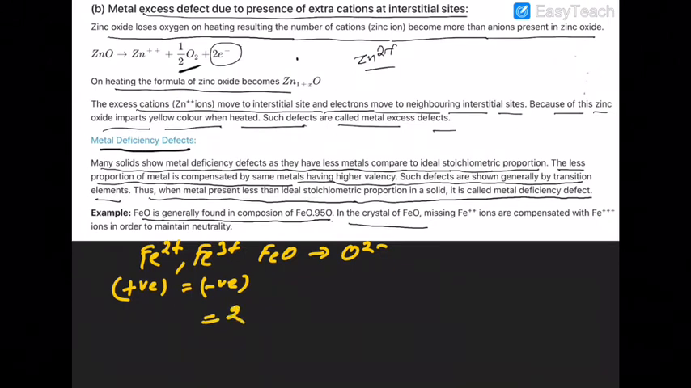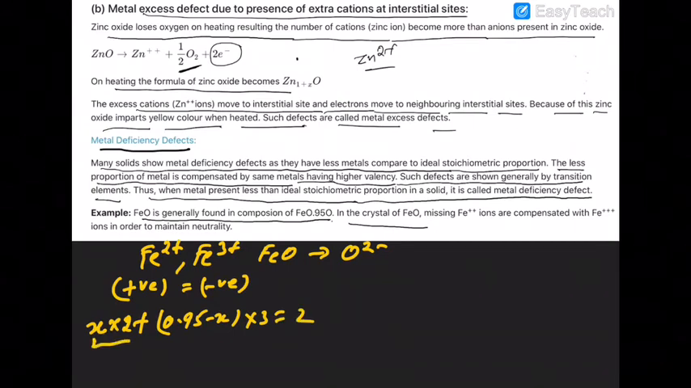Now let us suppose the Fe2 plus percentage is X, into 2, and the Fe3 plus percentage is 0.95 minus X, into 3. Why am I writing this? This is the charge due to Fe2 plus ions, and that is the charge due to Fe3 plus cations. But oxygen is only 1, so its charge is -2.